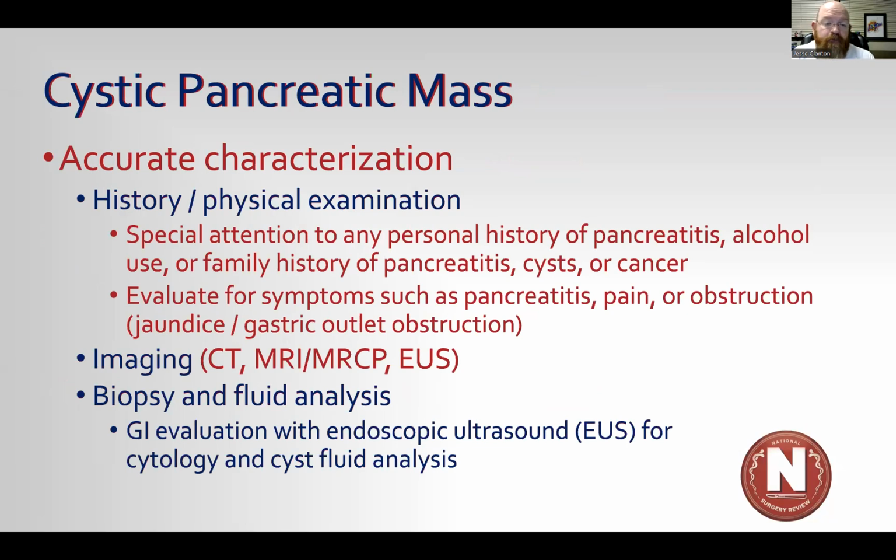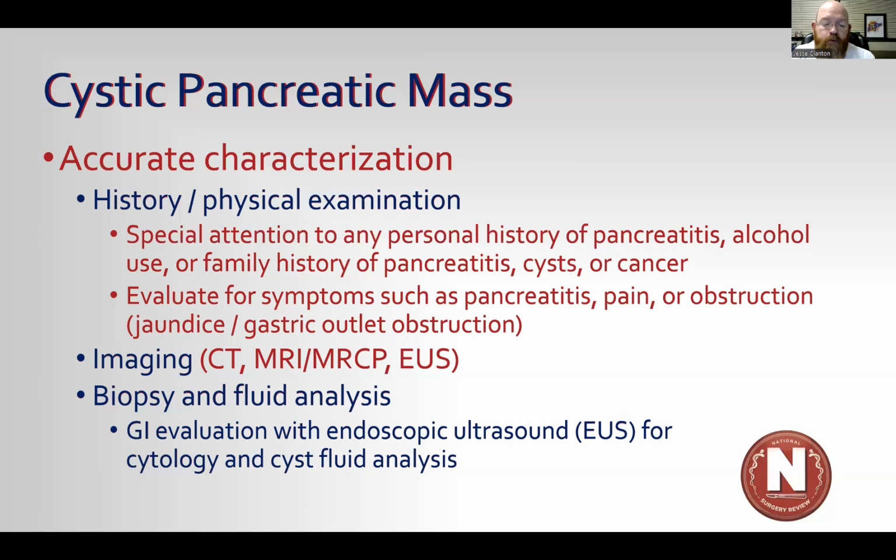Maybe other family members have had pancreatic cysts, or maybe even pancreatic cancer. I'll ask specifically about symptoms of a history of pancreatitis, or even symptoms they may not know were pancreatitis, such as abdominal pain, nausea, vomiting, and pain radiating to the back that may indicate a prior episode of pancreatitis. I also want to know about any obstructive type symptoms, and these could be obstructive jaundice, but also gastric outlet obstruction.